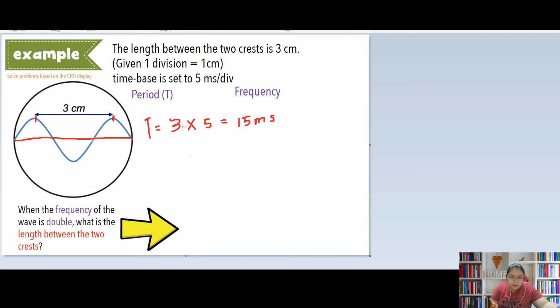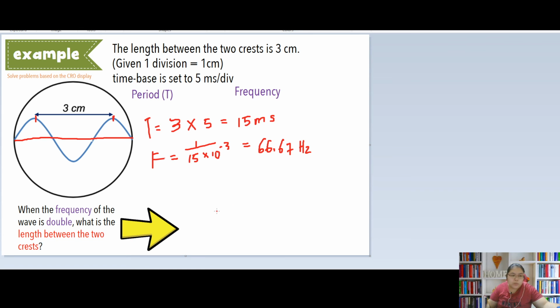Now we need to go to the frequency. When you find the frequency, please no more milli, convert. So 15 times 10 to the power negative 3. From here we can check the answer. The answer I get is 66.67 hertz.